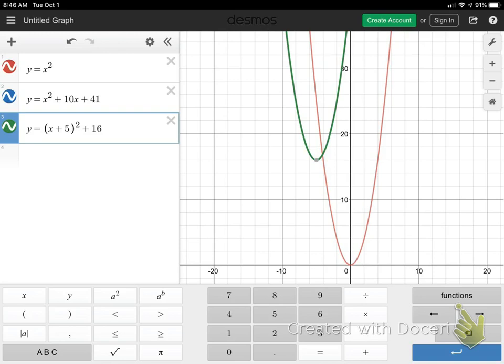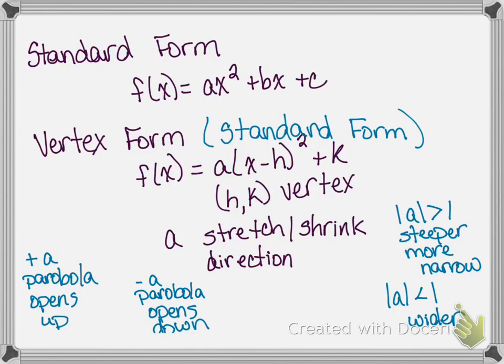So as we talk about this specific form, like I said, f of x equals ax squared plus bx plus c, we have called that standard form for a long time. This particular book calls what we might know as vertex form standard form. I promise I will be very, very clear on your tests and your quizzes what I want.